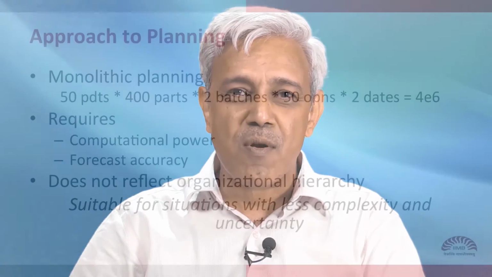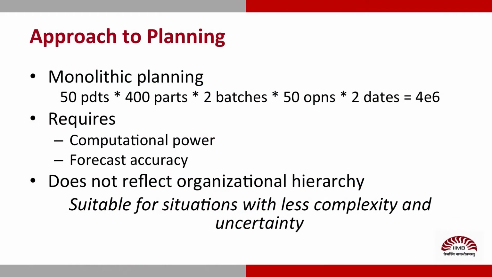So, how many dates are we going to decide as a part of the planning exercise? That is what we see here: 50 products, each with 400 parts, each part averaging 2 batches, each batch averaging 50 operations, each operation requiring 1 start and 1 finish date. Together it is 4 million, which we have shown as 4 e to the power of 6, the number of dates that we have to decide. So, what does this mean?